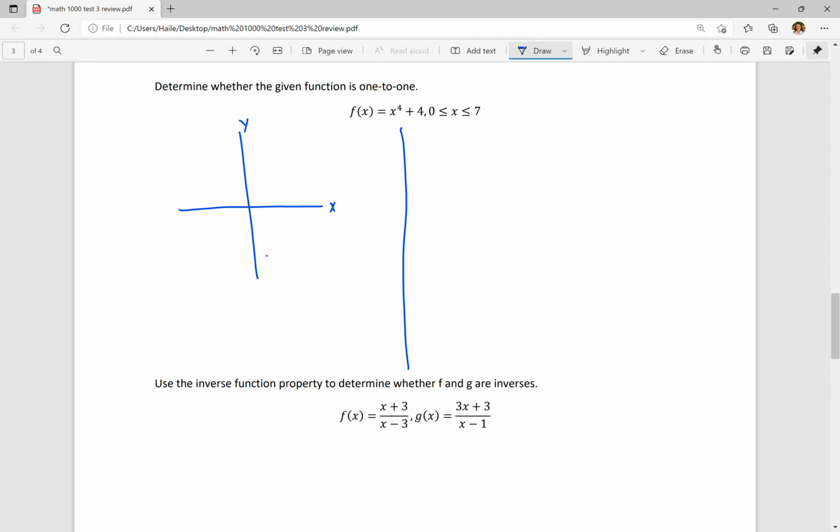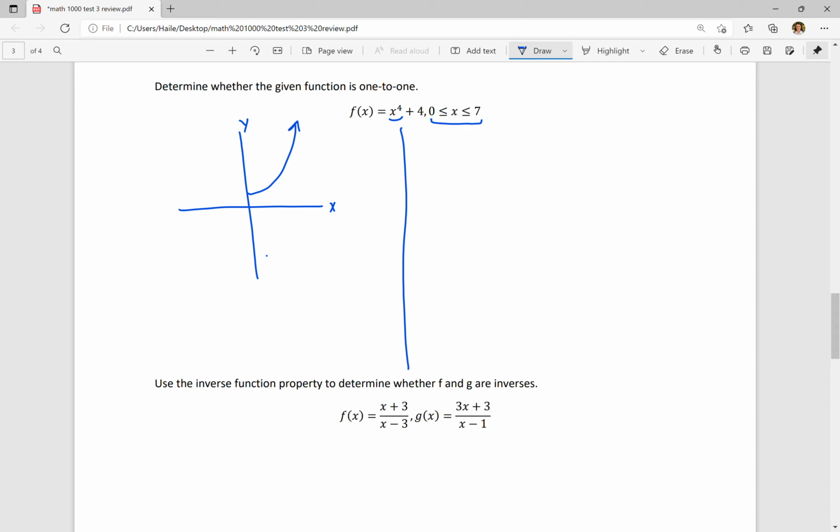Anytime you have an equation with an even exponent, like x to the fourth, it's going to look something like a parabola. So its general shape looks something like this. Now the key to this is that we've restricted our domain to only positive numbers. So I'm going to erase the part of this graph that had negative numbers, and now we can see that we have this resulting half parabola shape.